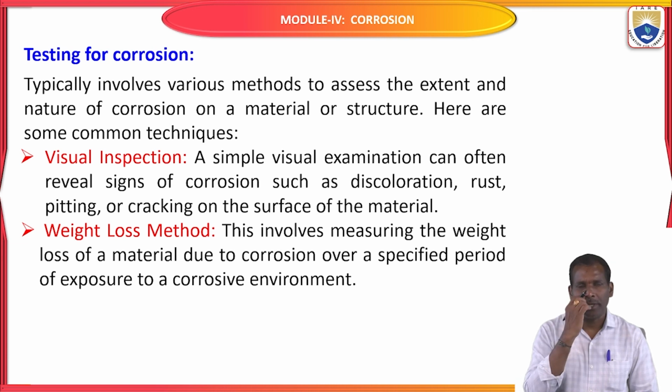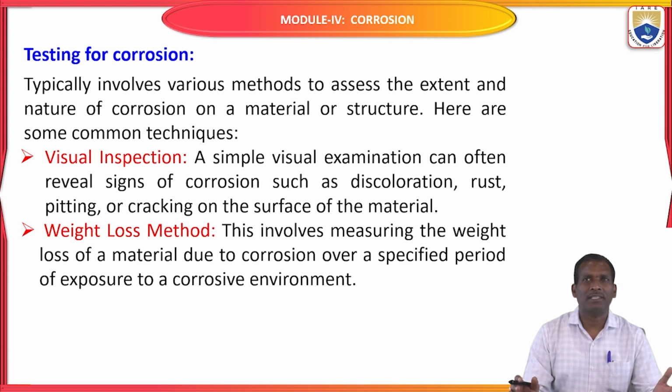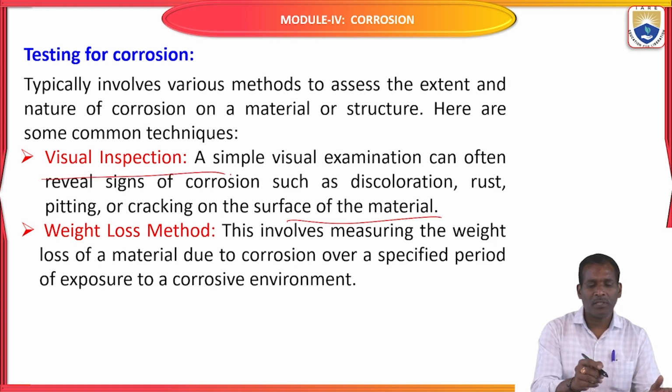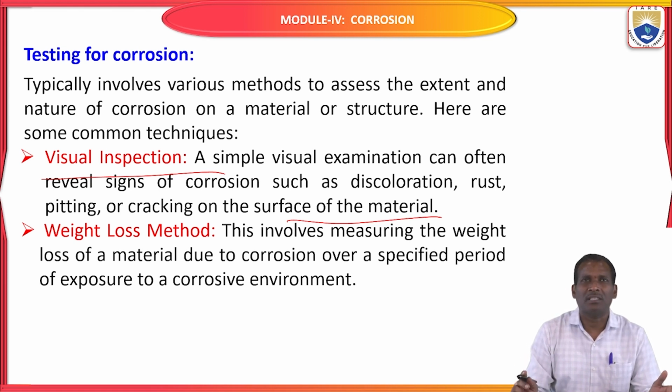Testing for corrosion typically involves various methods to assess the extent and nature of corrosion on a material or structure. Some common techniques are given in this slide and I will explain them one by one. The first one is visual inspection. A simple visual examination can often reveal signs of corrosion such as discoloration, rust, pitting and cracking on the surface of the material. Visual inspection means seeing the object, seeing the surface.